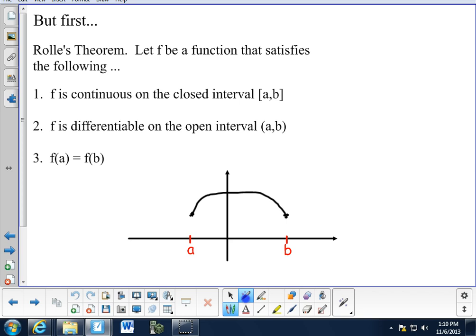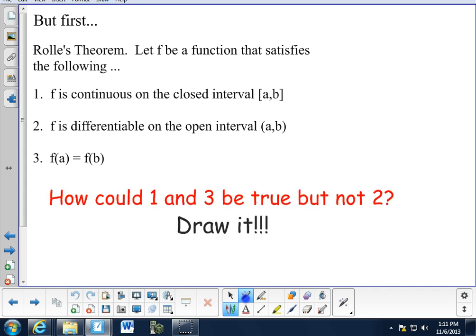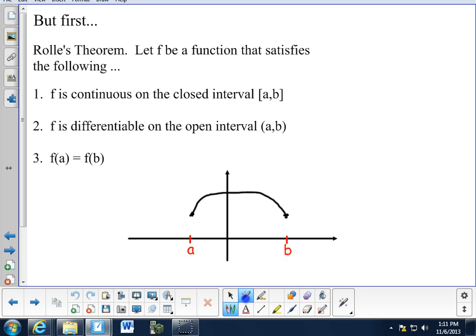And last but not least, f of a equals f of b. In other words, whatever f of a is, it's equal to f of b. Maybe it's 2. Made it up. What could it be? How could 1 and 3 be true but not 2? What would it look like? That's almost like that.